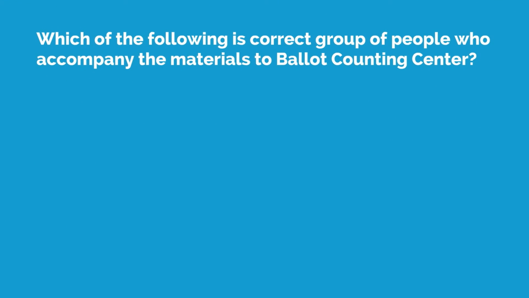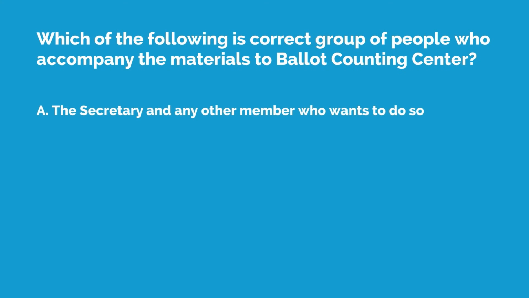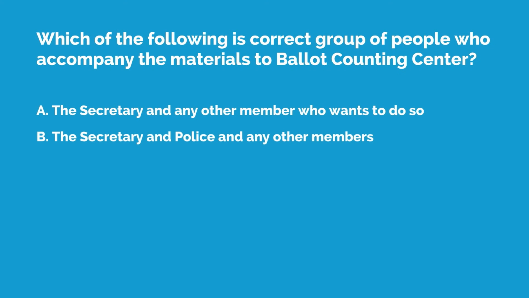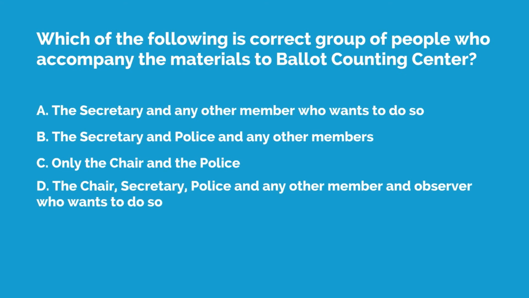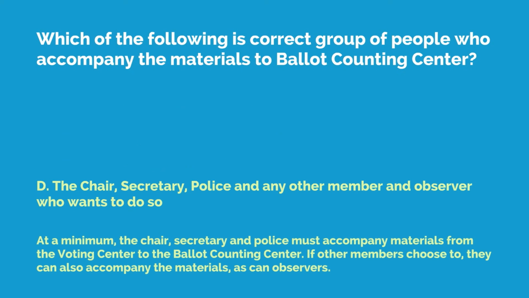Which of the following is a correct group of people who can accompany the materials to the ballot counting center? The secretary and any other member who wants to do so? The secretary and police and any other members? Only the chair and the police? The chair, secretary, police, and any other member and observer who wants to do so? The correct answer is D. At a minimum, the chair, secretary, and police must accompany materials from the voting center to the ballot counting center. If other members choose to do so, they can also accompany the materials, as can observers.